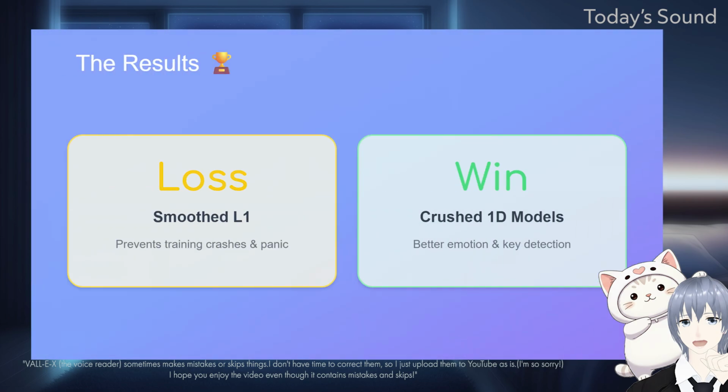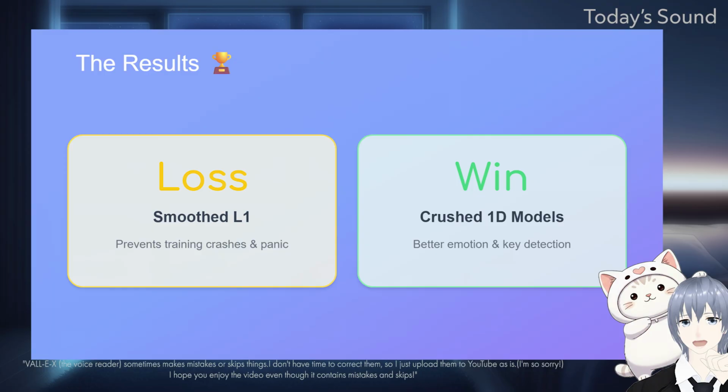They also use something called a smooth L1 loss function. That sounds complicated, but it basically just means the model does not panic when it makes a big mistake early on, and it smoothly settles into the correct answer without crashing the training process. They even proved that without this, the whole system just collapses and learns nothing.